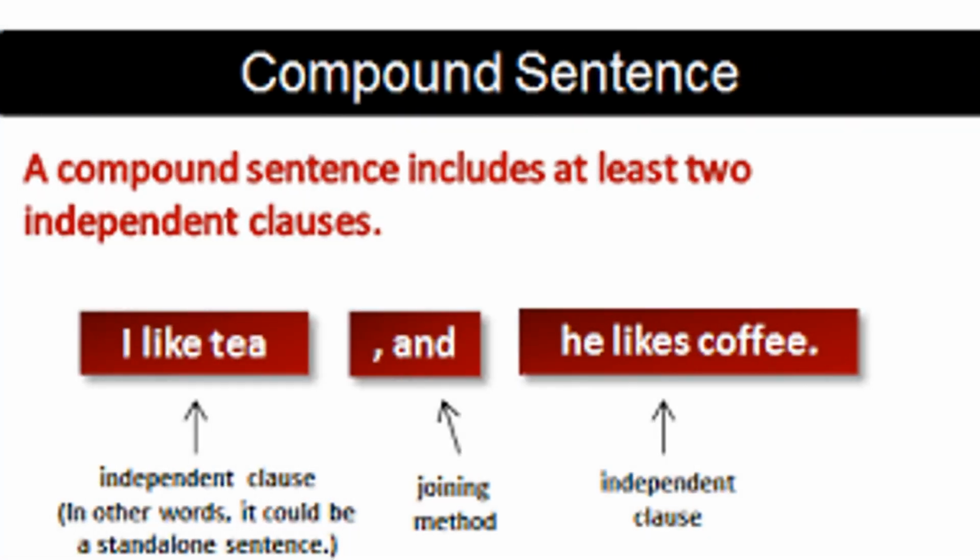Here are the compound sentence rules. A compound sentence includes at least two independent clauses. I like tea and he likes coffee. I like tea. It is an independent clause. In other words, it could be a stand-alone sentence, and the joining method. He likes coffee, independent clause. Now, let's watch the video. Next.